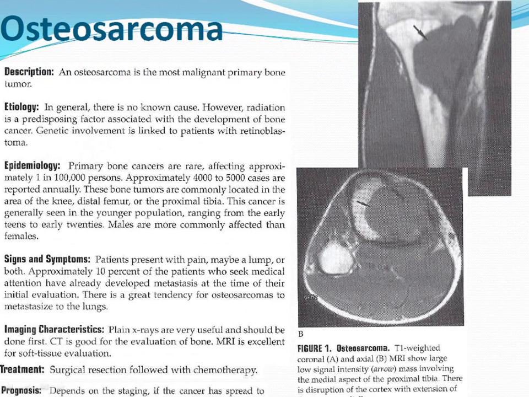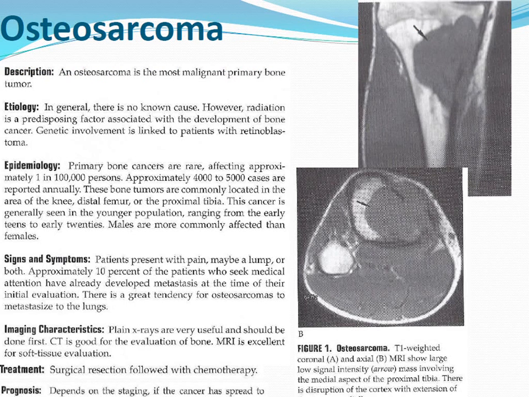So this is an example of a bone tumor called osteosarcoma. It's a malignant tumor. It's a primary bone tumor. It's something that originates in the bone. There may be a little bit of predisposing condition if patients had radiation treatment in the area, but many times it's idiopathic. The patients never had radiation treatment.